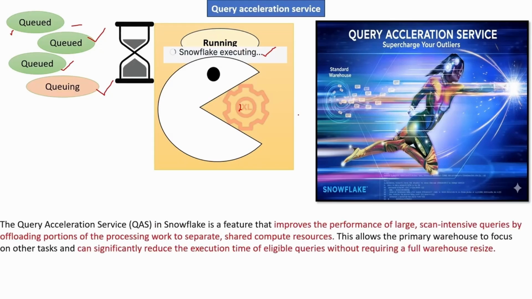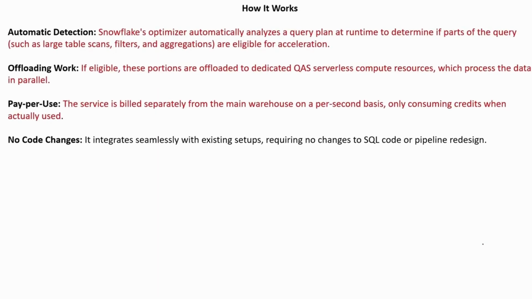So query acceleration service in Snowflake is a feature that improves the performance of large scan-intensive queries by offloading a portion of the processing work to separate shared compute resources. This allows the primary warehouse to focus on other tasks and can significantly reduce the execution time of eligible queries without requiring a full warehouse resizing. Makes sense now? Cool. How does it work?